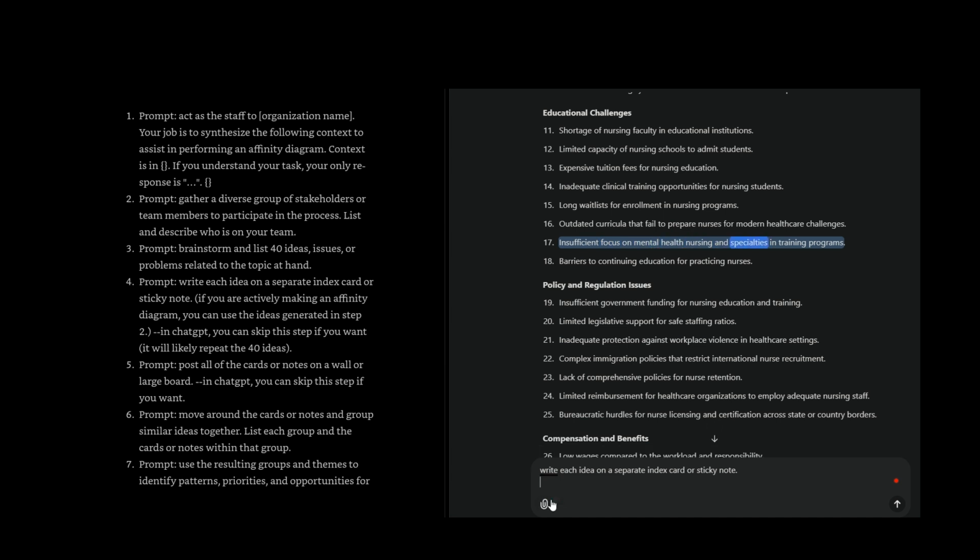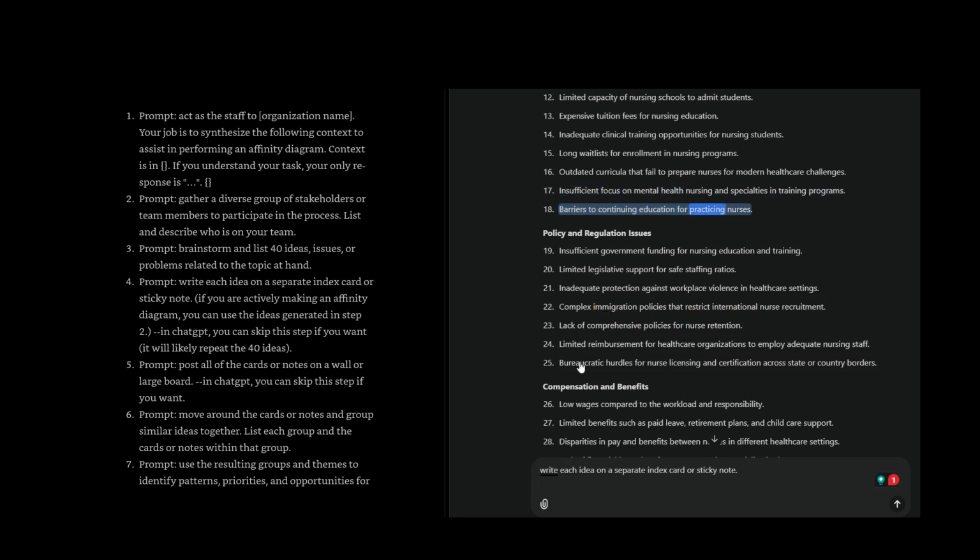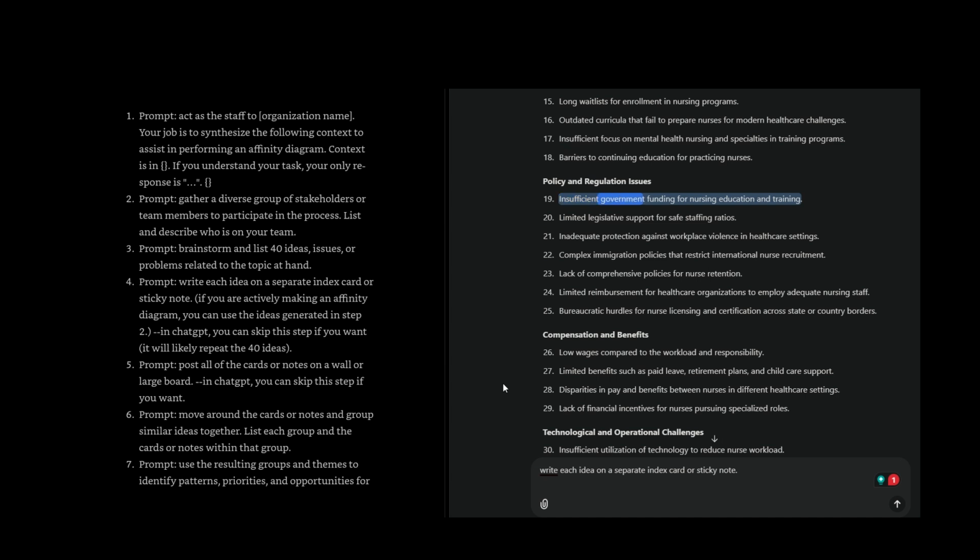Insufficient focus on mental health nursing and specialties and training programs. Barriers to continuing education for practicing nurses. Policy and regulation issues. Insufficient government funding for nursing education and training. Limited legislative support for safe staffing ratios. Inadequate protection against workplace violence in healthcare settings.